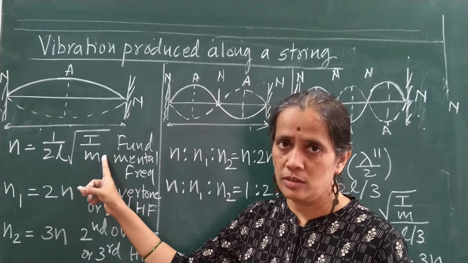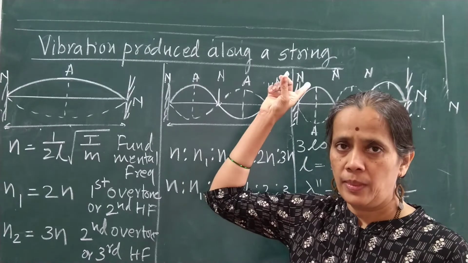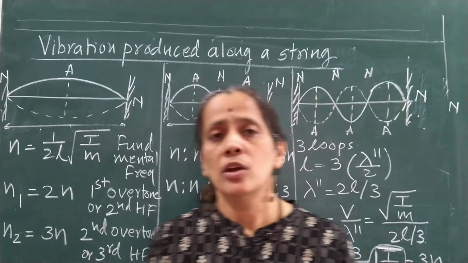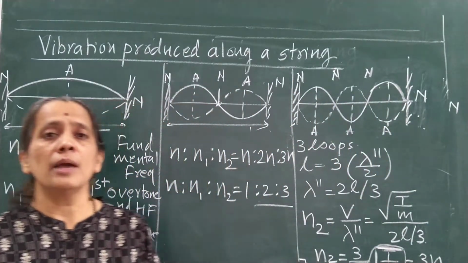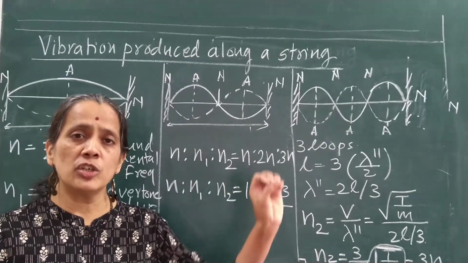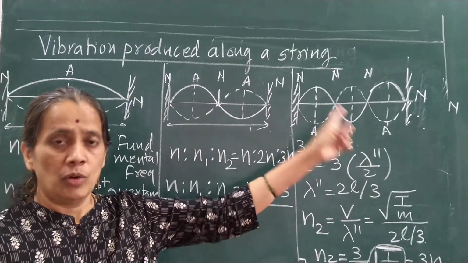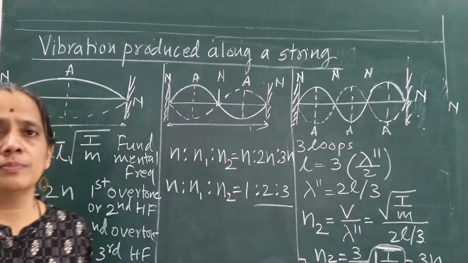This is the first question. The second question is about only these three diagrams. What type of question will be there? Draw a neat labeled diagram showing different modes of vibration of a string. So all these three diagrams with nodes and antinodes.